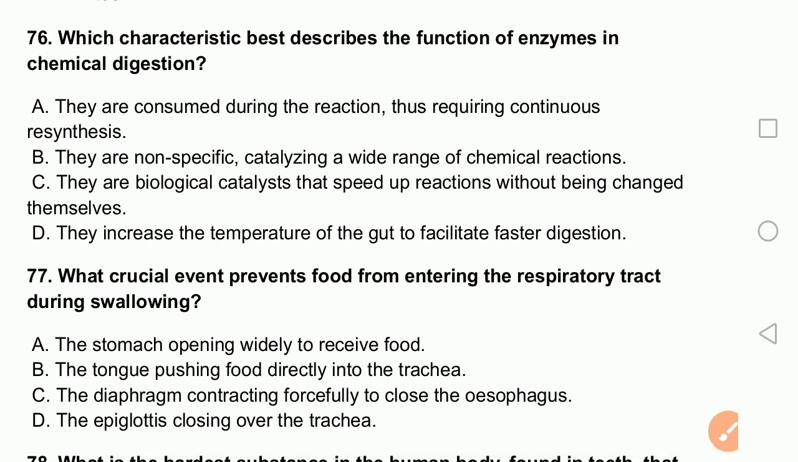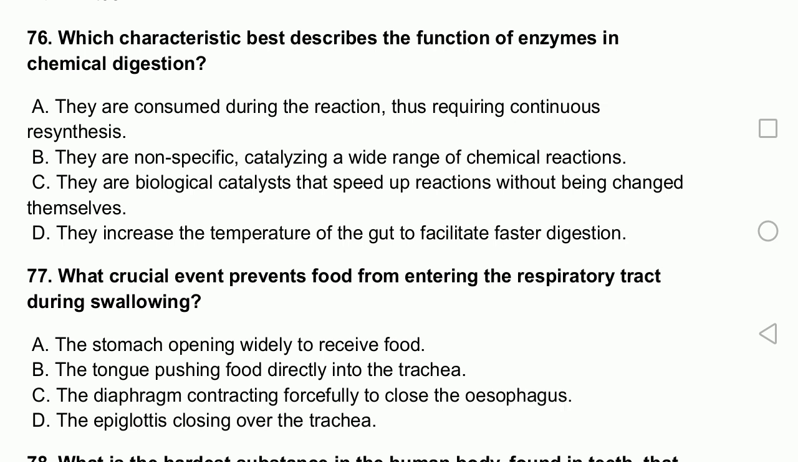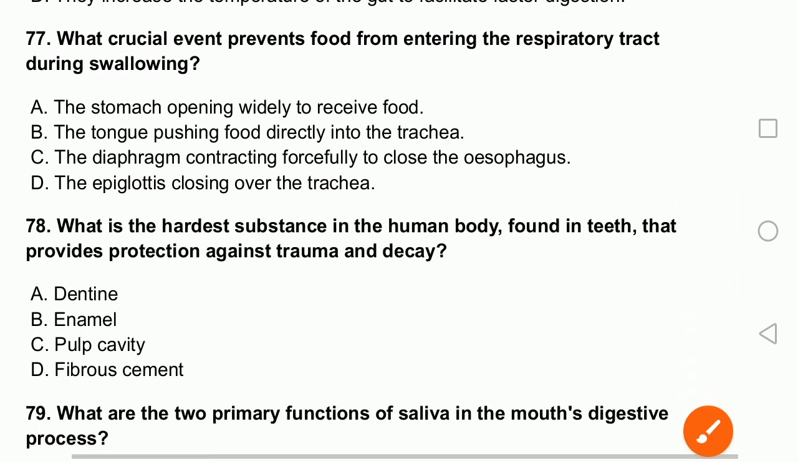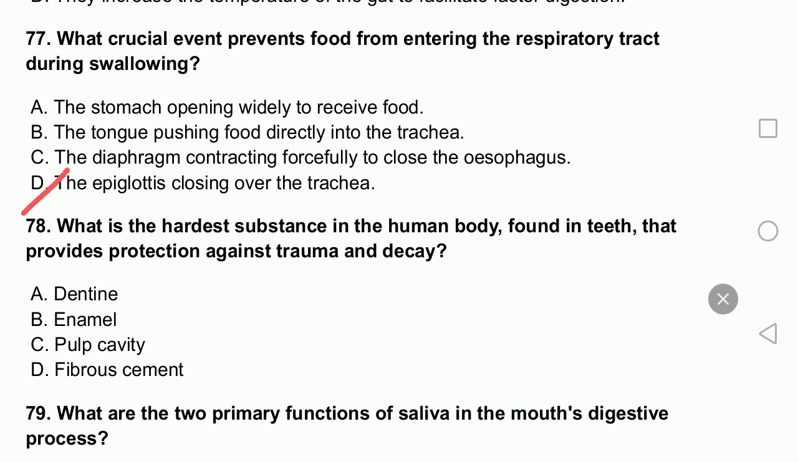Which characteristics best describe the function of enzymes in chemical digestion? They are biological catalysts that speed up reactions without being changed themselves. What crucial event prevents food from entering the respiratory tract during swallowing? The epiglottis closing over the trachea.